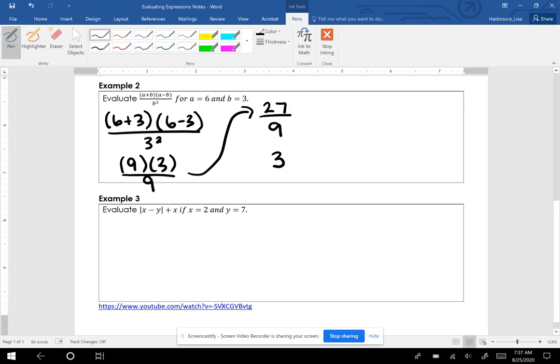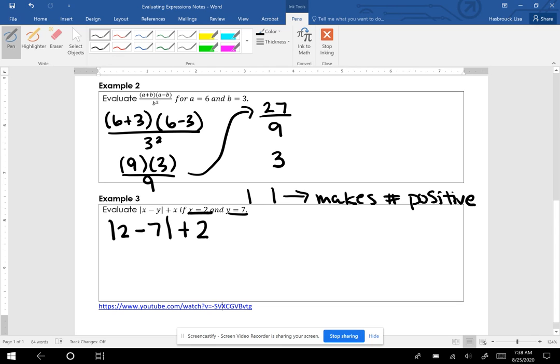Now for our last example, we have an absolute value. Absolute value signs make everything positive. So absolute value sign makes a number positive. We got to keep that in mind. Okay, so we have the absolute value of x minus y plus x if x is 2 and y is 7. So let's substitute. Absolute value of x, so 2, minus y, which is 7, plus x, which is 2.